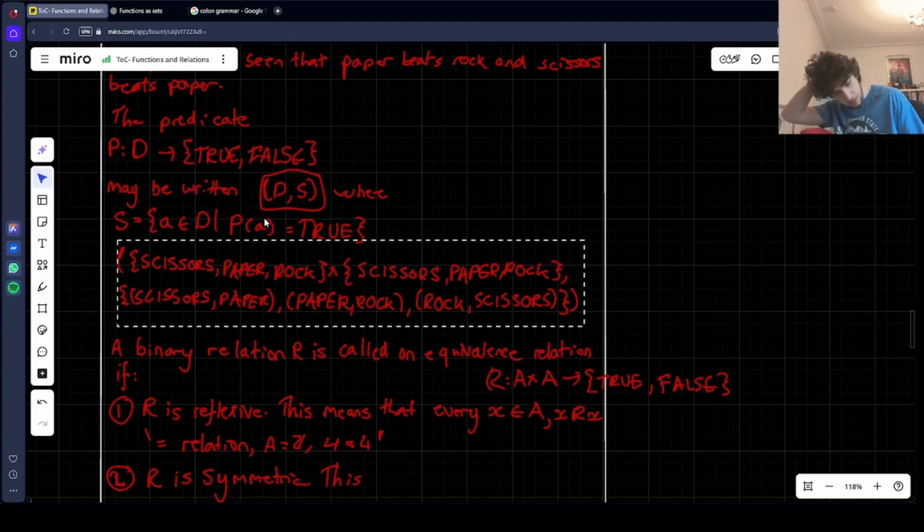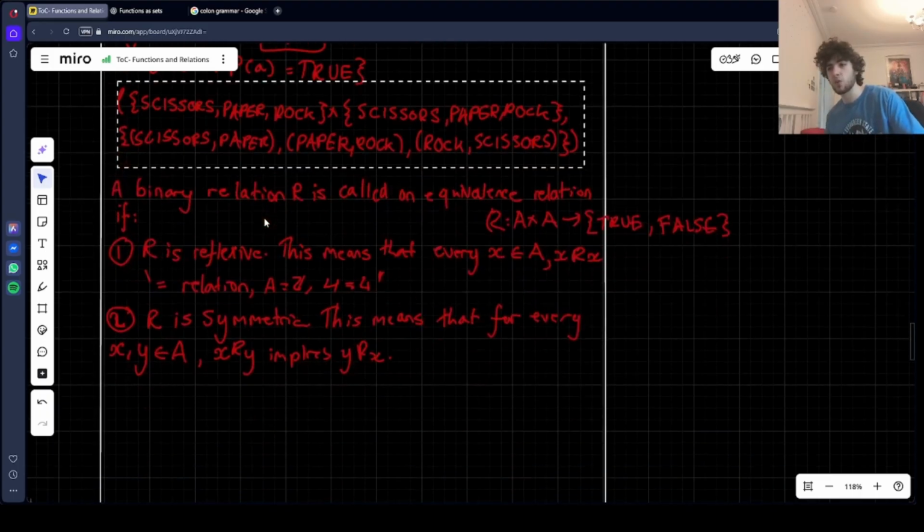This means that for every X and Y, because we need two different variables here, for every X and Y in the set capital A, X R Y implies Y R X is true. Effectively, if X is related to Y, then Y is related to X.